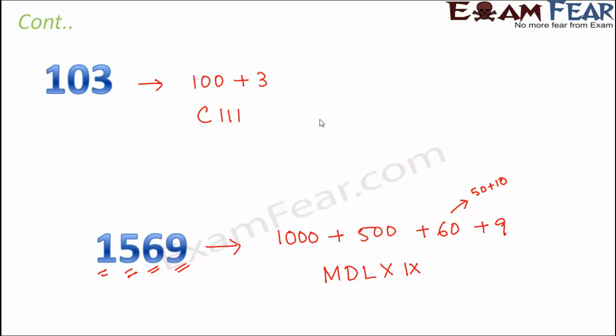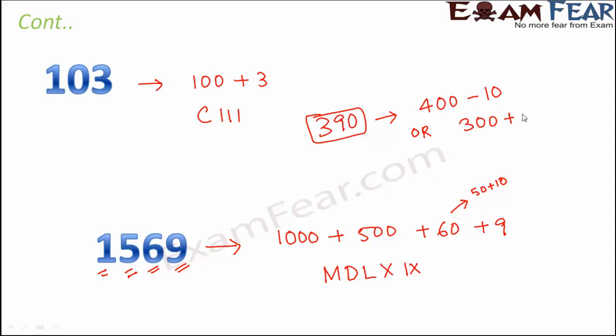So let us look at yet another example of say 390. So how would you write it in Roman numbers? So 390 can be written as 400 minus 10 because it is closer to 400. So 400 minus 10, or you can also write it as 300 plus 90. Now let's see which one would be a better option. Now 400 minus 10. So 400 is written as CD because D is 500 and C is 100. So 500 minus 100. So that is 400 minus 10. So that means X to be written on the left hand side. So this is one option.